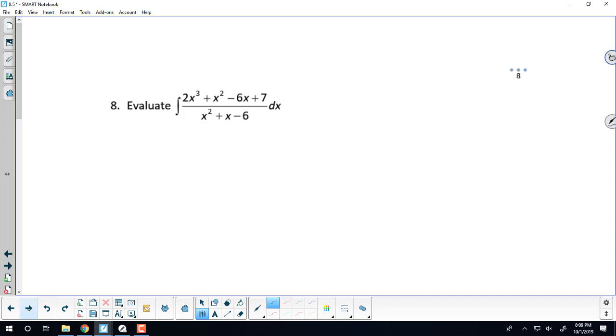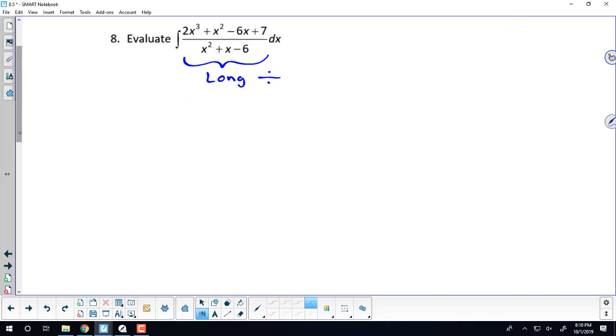What do we need to do here? Long division. The degree of the numerator is greater than the degree of the denominator, so this is an improper rational function. So we have to take all of this and do long division first, before we even start thinking about partial fractions.